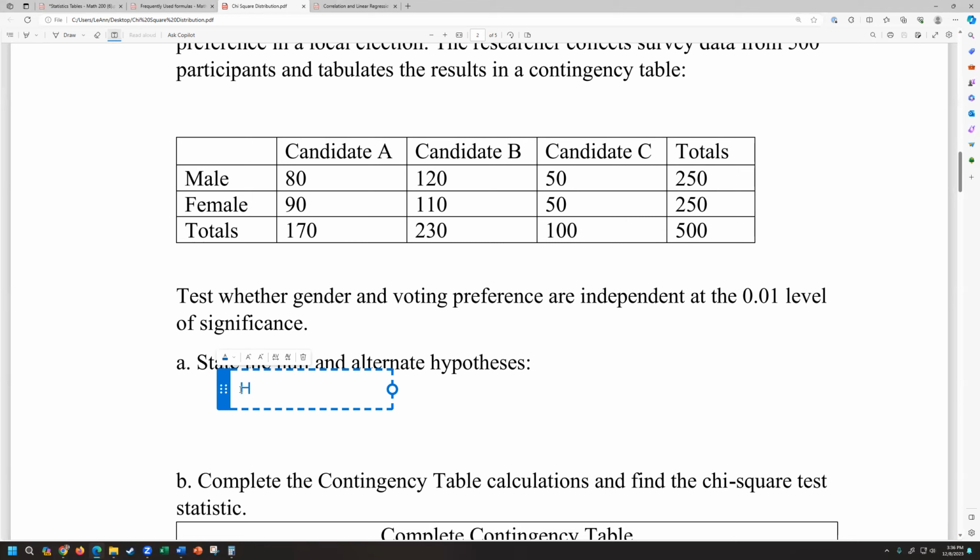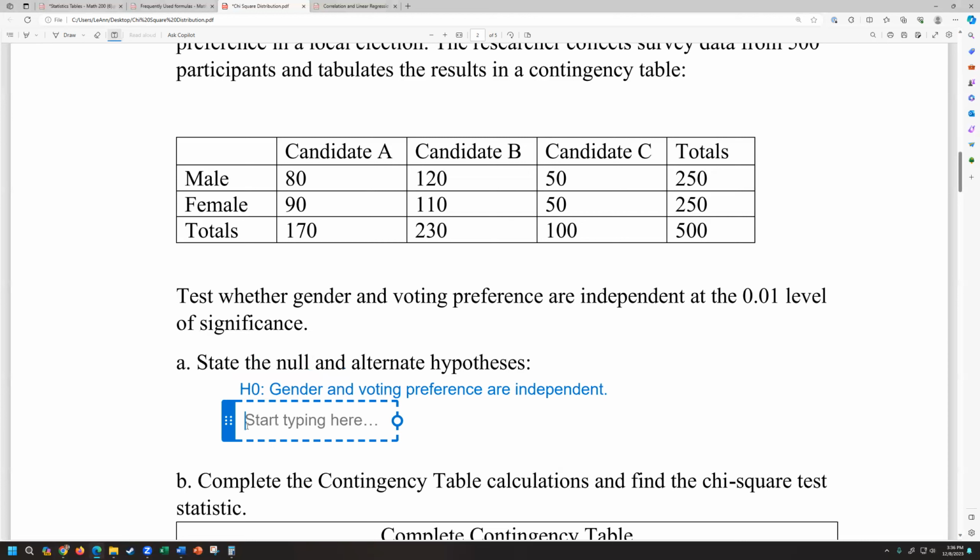So our null, H sub 0, which I'm just going to put as H0, is that gender and voting preference are independent of each other, or variables, however you want to say that, but just are independent. Now, the alternate is that they are not independent, which means we're actually looking for dependency. So gender and voting preference are not independent.